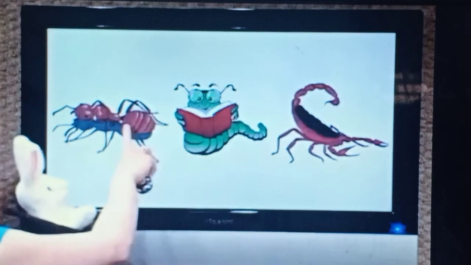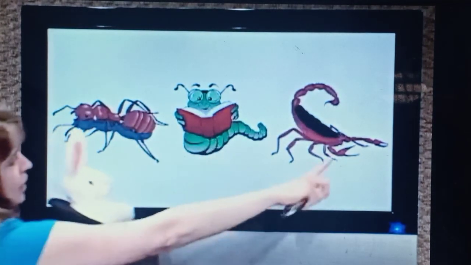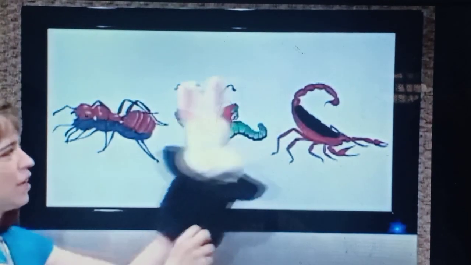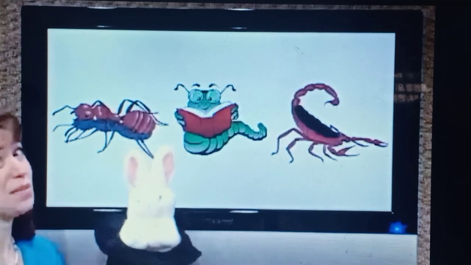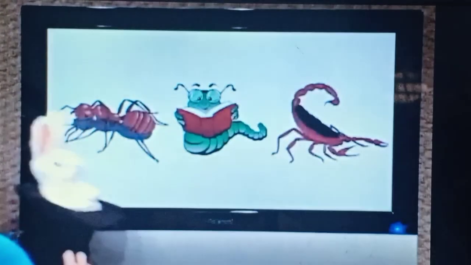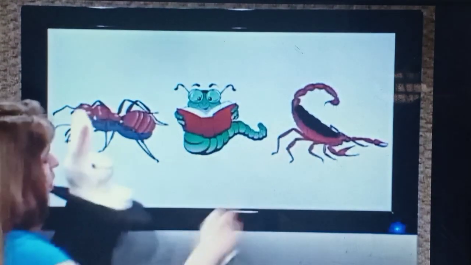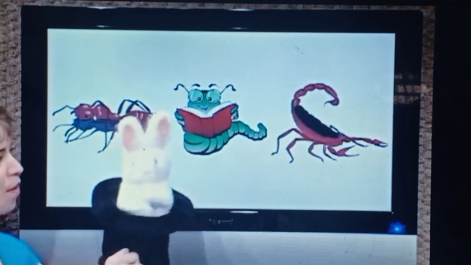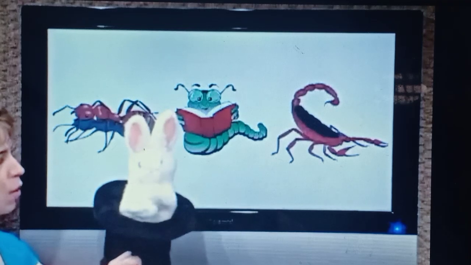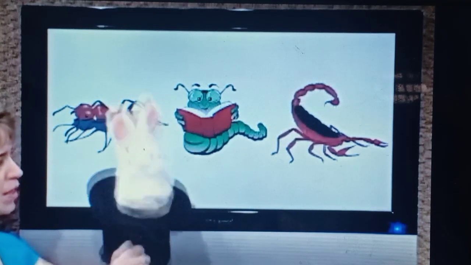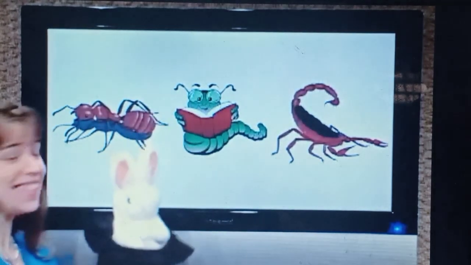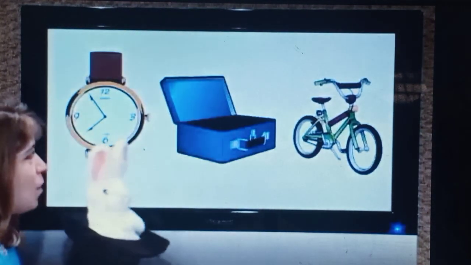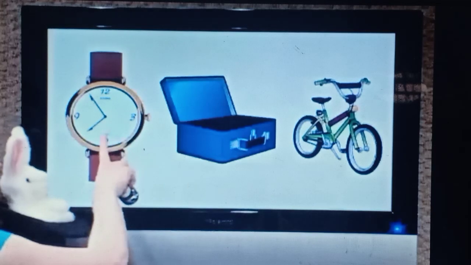Let's try another. Ant, worm, and scorpion. Oh, the scorpion looks scary. I never want to meet the scorpion. Which of these pictures starts with the W sound? Worm. Worm starts with the W sound. Oh, you got it, didn't you? Worm starts with W.